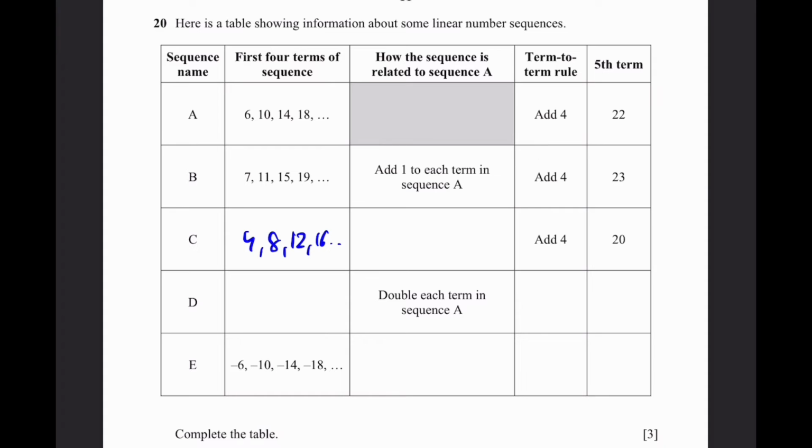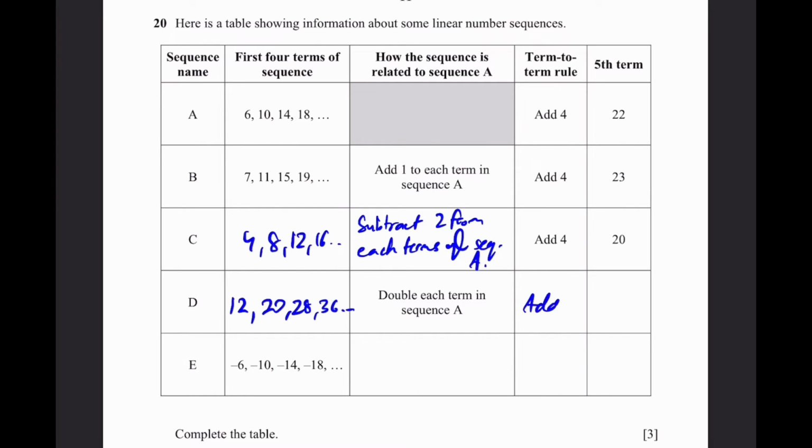How is it related to sequence A? We subtract 2 from each term of sequence A. And now for the D, we double each term in sequence A. That'll be 12, 20, 28, 36, goes on. The term-to-term rule is add 8, as we can see here. 12 plus 8 is 20, 20 plus 8, 28, 28 plus 8, 36. And then the 5th term will be 36 plus 8, which is 44.